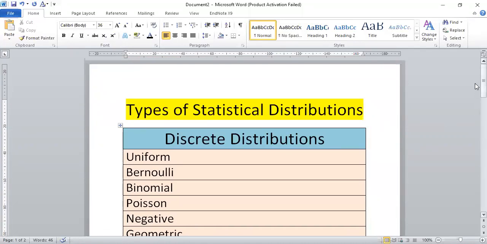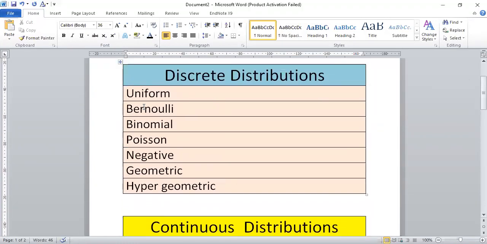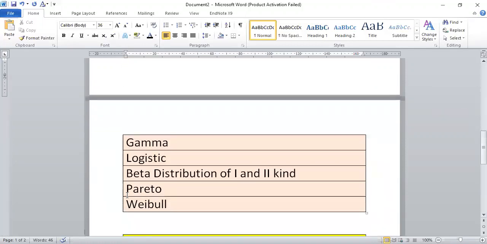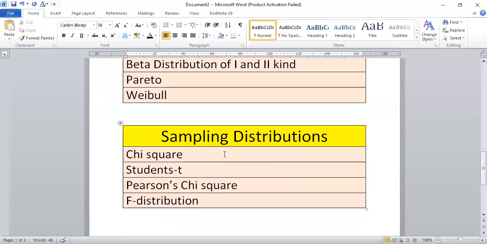Discrete distributions are basically the uniform distribution, Bernoulli, binomial, Poisson, negative binomial, geometric, and hypergeometric. These seven distributions are the discrete distributions. Number two is continuous distributions, very important: uniform distribution, exponential distribution, Laplace or double exponential distribution, normal distribution, very important, log normal distribution, Cauchy distribution, gamma distribution, logistic distribution, beta distribution of first and second kind, Pareto and Weibull. Number three is sampling distributions. These are chi-square, student's t, Pearson's chi-square, and F distribution.